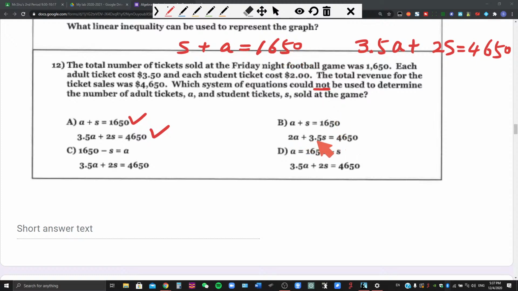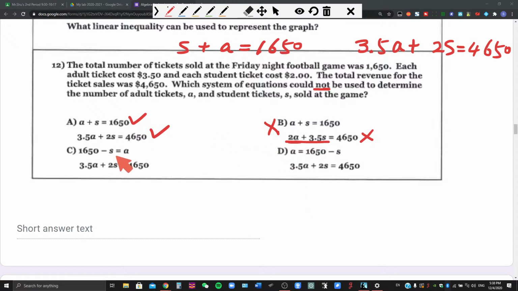2A plus 3.5S, that doesn't make sense. Number of adult tickets times the price of student, that doesn't make sense, right? The student price cannot be multiplied by the adult tickets, and again the adult price cannot be multiplied by the student tickets, so this doesn't make sense. Therefore, the second equation doesn't make sense. So we can say B is wrong, or B cannot be used.